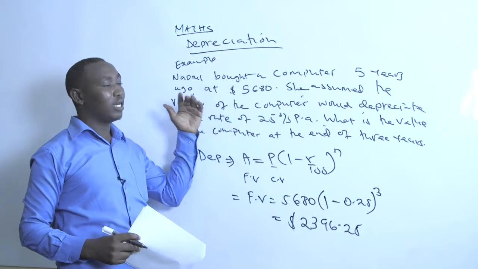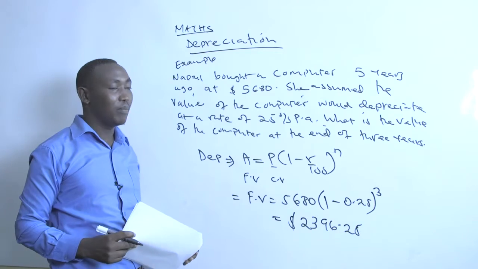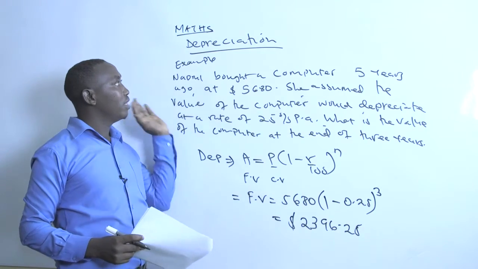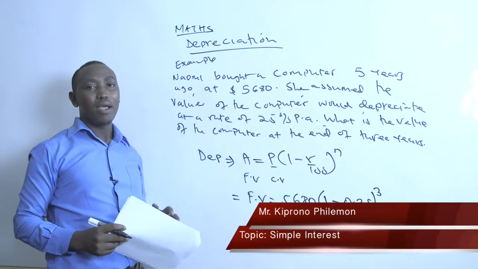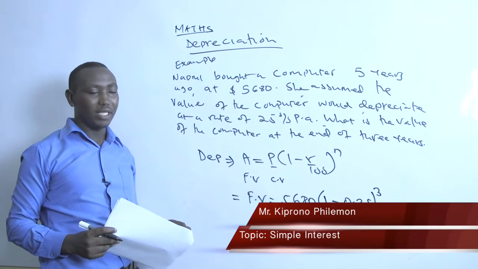So you find that in depreciation, the value of an asset keeps on coming down or decreasing in value. This depreciation discussion brings us to the end of the first topic.